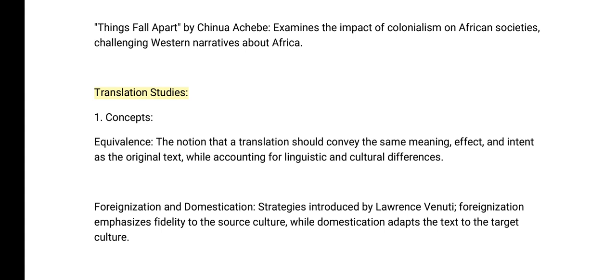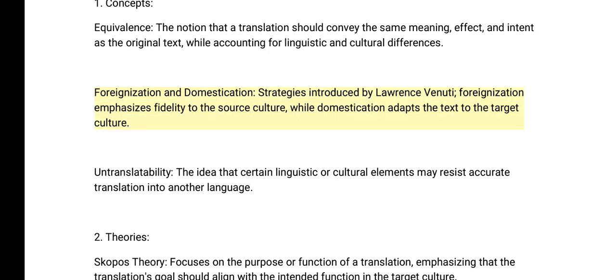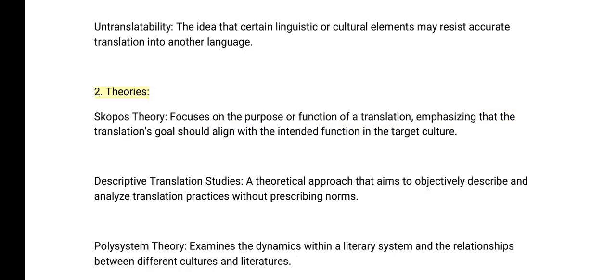Foreignization and domestication. Strategies introduced by Lawrence Venuti. Foreignization emphasizes fidelity to the source culture, while domestication adapts the text to the target culture. Untranslatability. The idea that certain linguistic or cultural elements may resist accurate translation into another language.